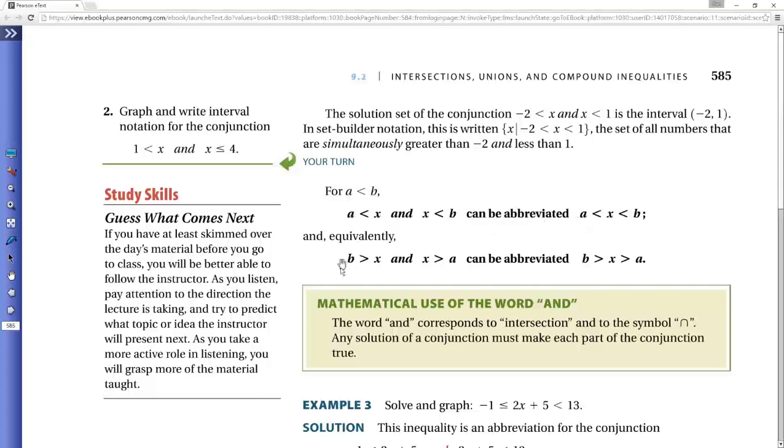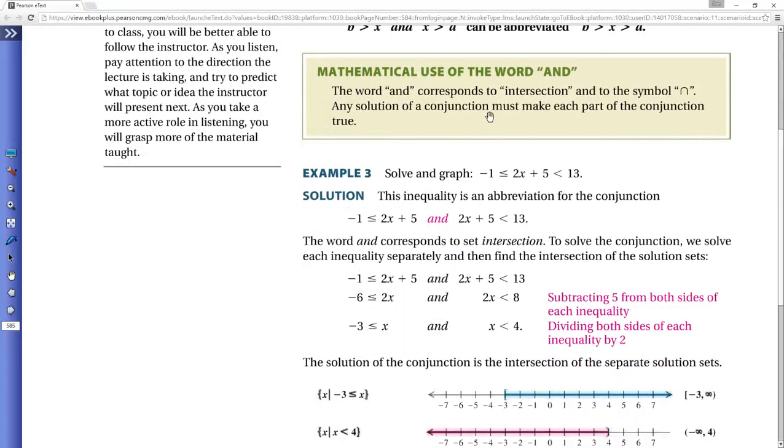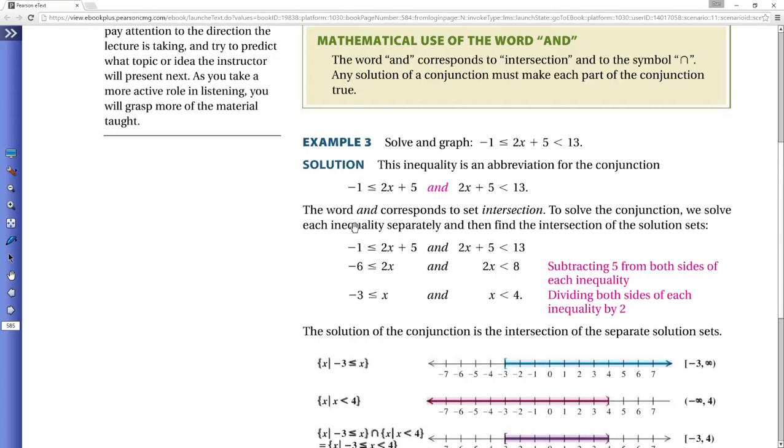Okay, now I could do an equivalent thing using the greater than symbol or right of symbol. Now notice that we still got to keep things in order. This b is right of x, or all the solutions, and all the solutions are right of a. Okay? And then they talk about this mathematical use of AND, which corresponds to intersection, and the symbol for that again is that upside down U. So here's some examples. Now they're going to give us basically the abbreviated form where I have two inequality symbols in the same statement here.